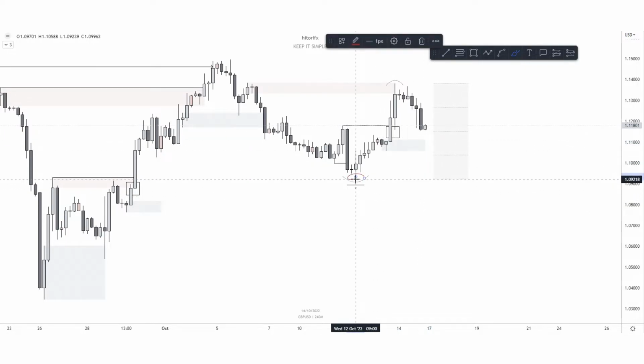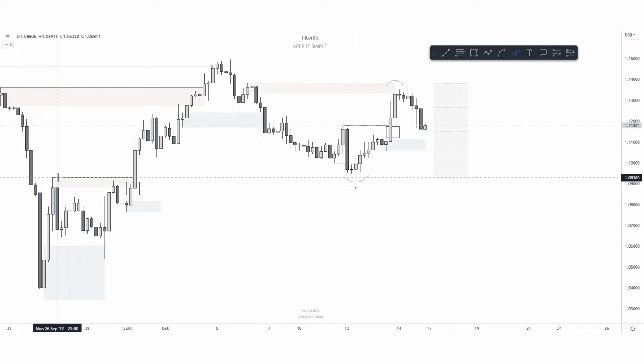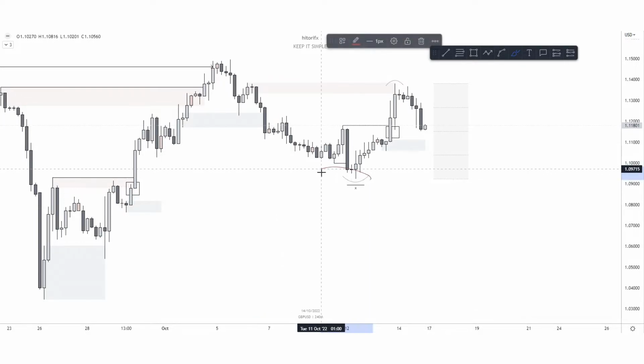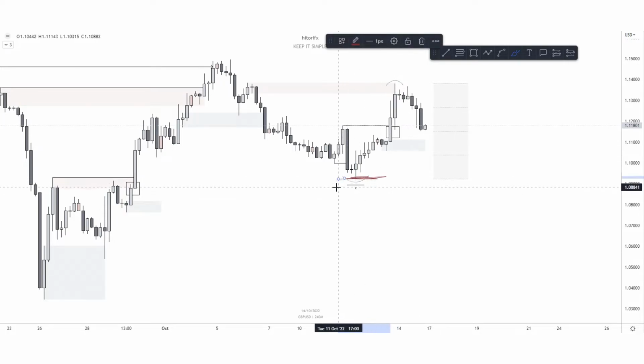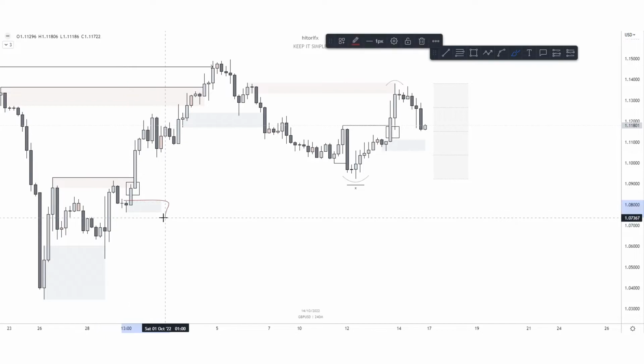Now this didn't exactly react to anything obvious except this range right here. But if you refine it, it actually did not tap anything. So I would probably say it hasn't really tapped anything obvious. So this may be inducement, but you can't really be sure. So this may be swept sometime next week for something down below here.